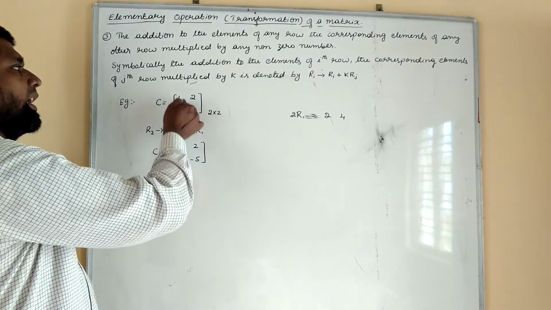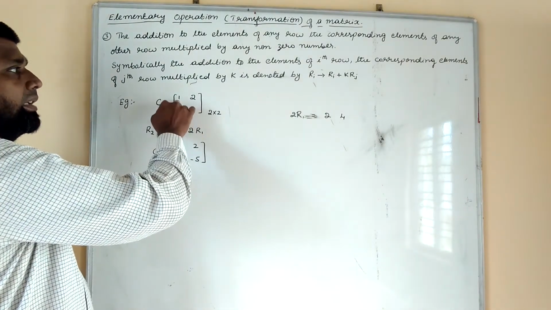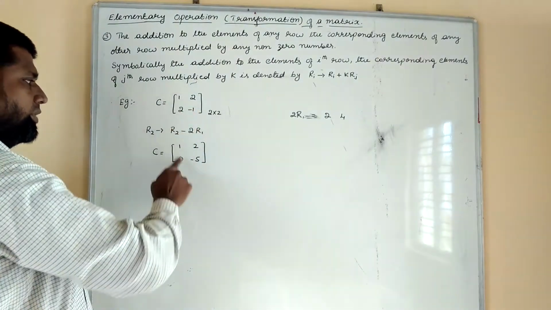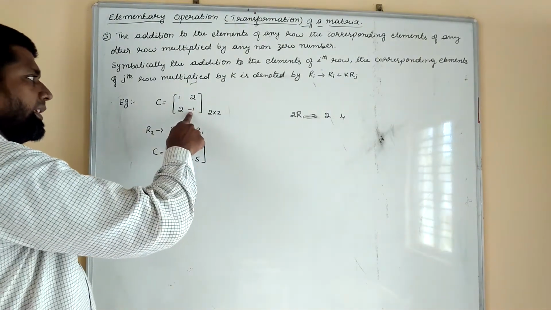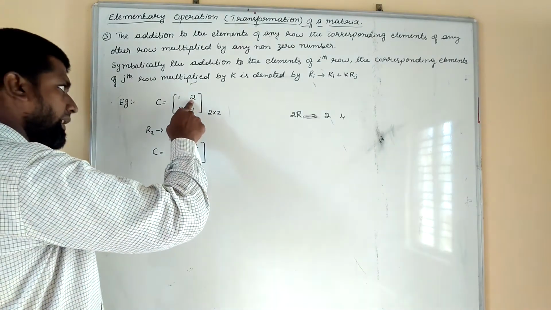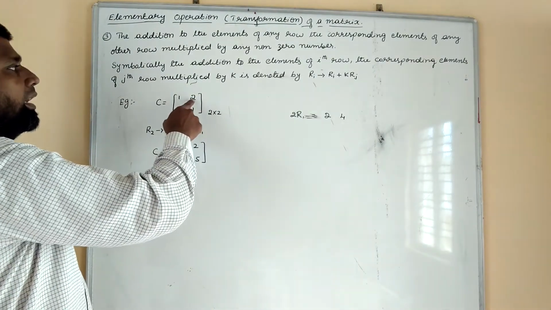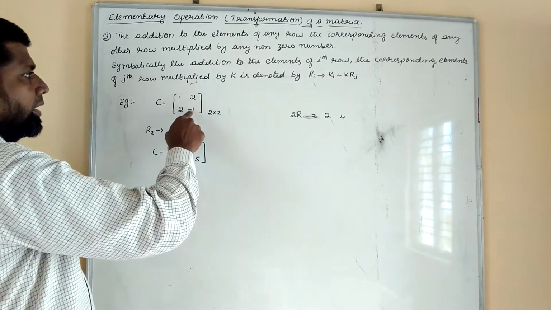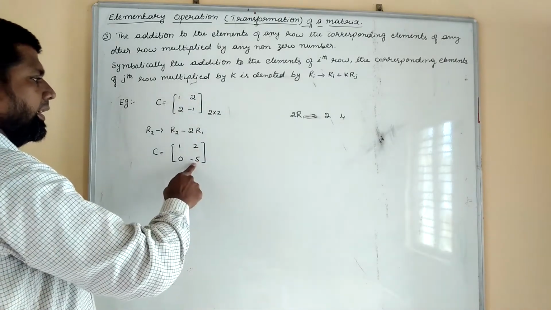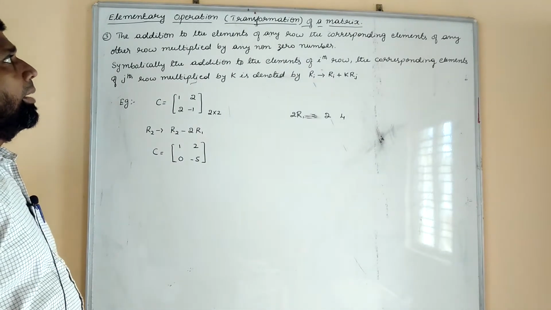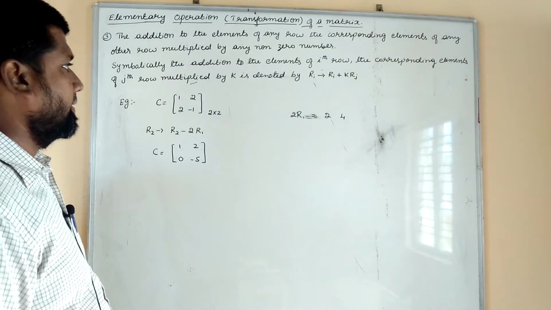Now 2 minus 2, because we have multiplied R1 with 2, which means 2 ones are 2. 2 minus 2 is 0. Then minus 1 is subtracted with minus 4, because we are multiplying this number with 2. 2 2s are 4. So minus 1 minus 4, we are getting minus 5. So this is the third operation on transformation of matrix.